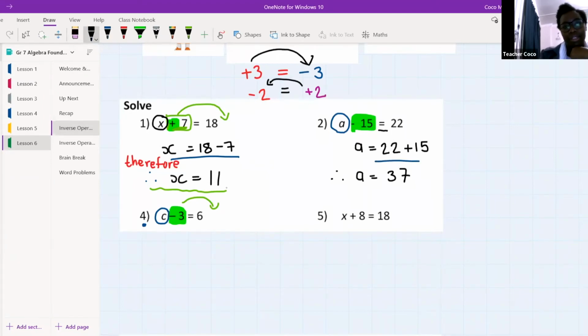We're going to say 6, C is equal to 6 plus 3. Good. 6 plus 3. And then? Therefore, excellent. Therefore, C is equal to 9. Well done, dude. I'll give you a high five. You guys know I love my high fives. Very well done, Nombuzelo. Thank you, ma'am.